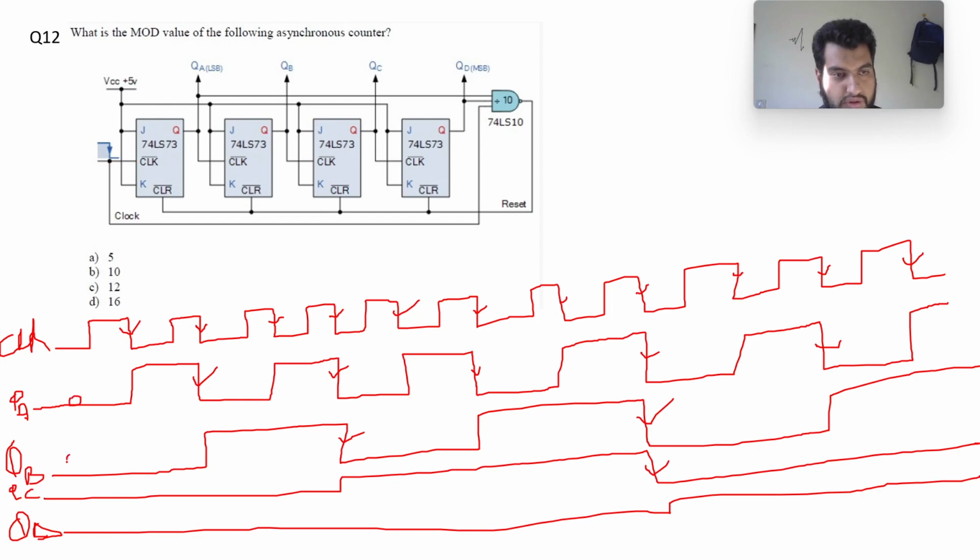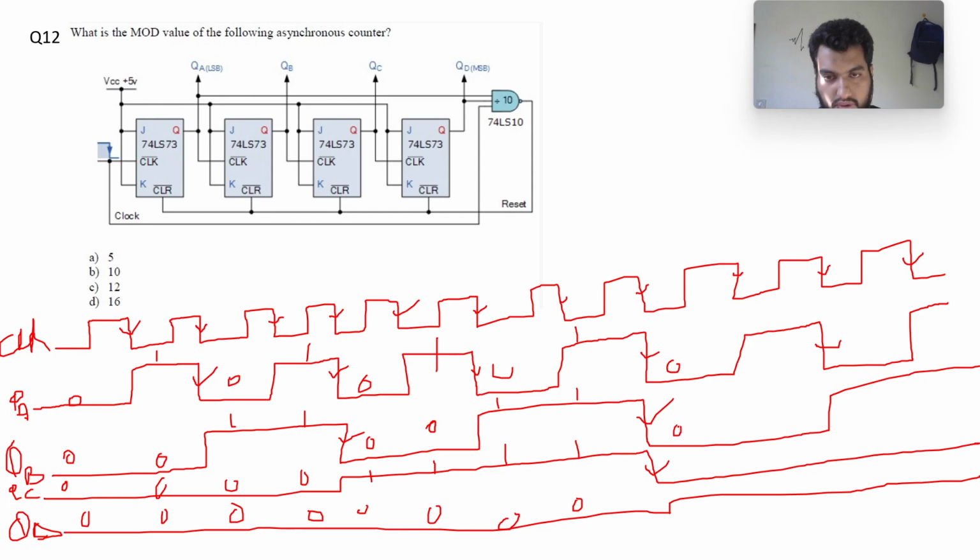So this is 0 0 0 0, then it's 1 0 0 0, then it's 0 1 0 0, then it's 1 1 0 0, then it's 0 0 1 0, then it's 1 0 1 0, then it's 0 1 1 0, then it's 1 1 1 0, then it's 0 0 0 1, then it's 1 0 0 1, then it's 0 1 0 1.